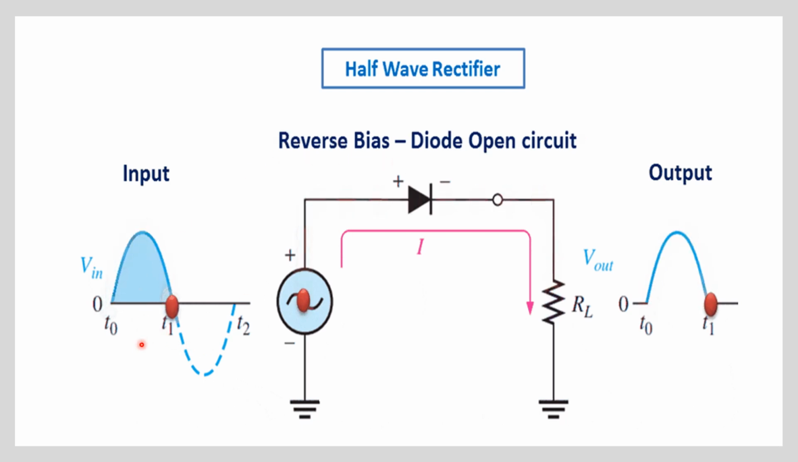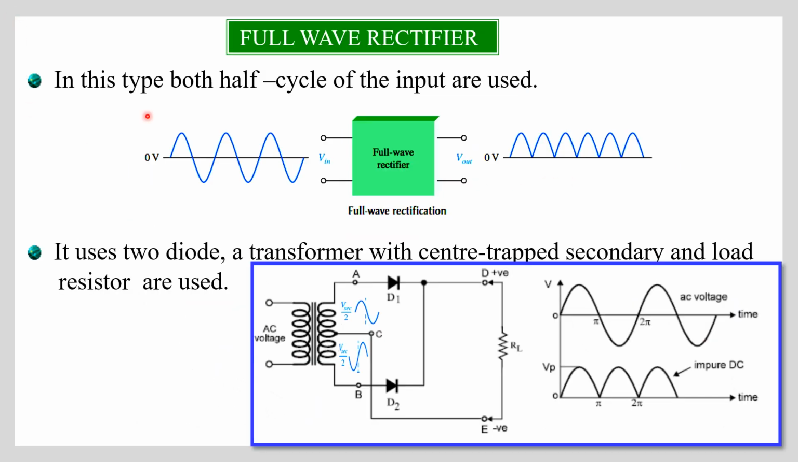Forward bias for the positive half cycle: the diode is forward biased, that is, a closed circuit, and the current flows through RL. During the negative half cycle, the diode is open, so current doesn't flow. See here it stops, so we don't get the output. So only for the positive half cycle we get the output, and its shape is the same as the input. Reverse bias, see it is stopping here because the diode is open. Clear?